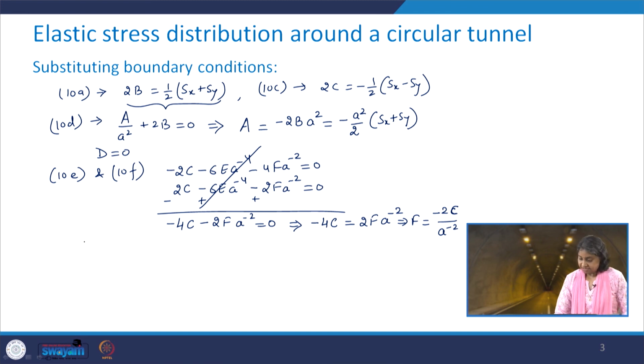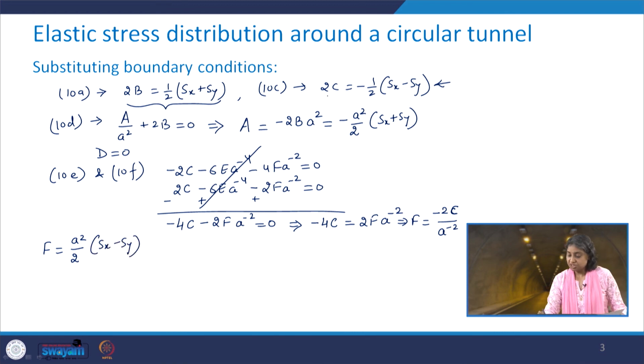Or we can write, see 2c is this, so we can write this f to be equal to a square upon 2 Sx minus Sy. Just substitute 2c to be equal to minus half Sx minus Sy here in this expression, and this is what you are going to get.